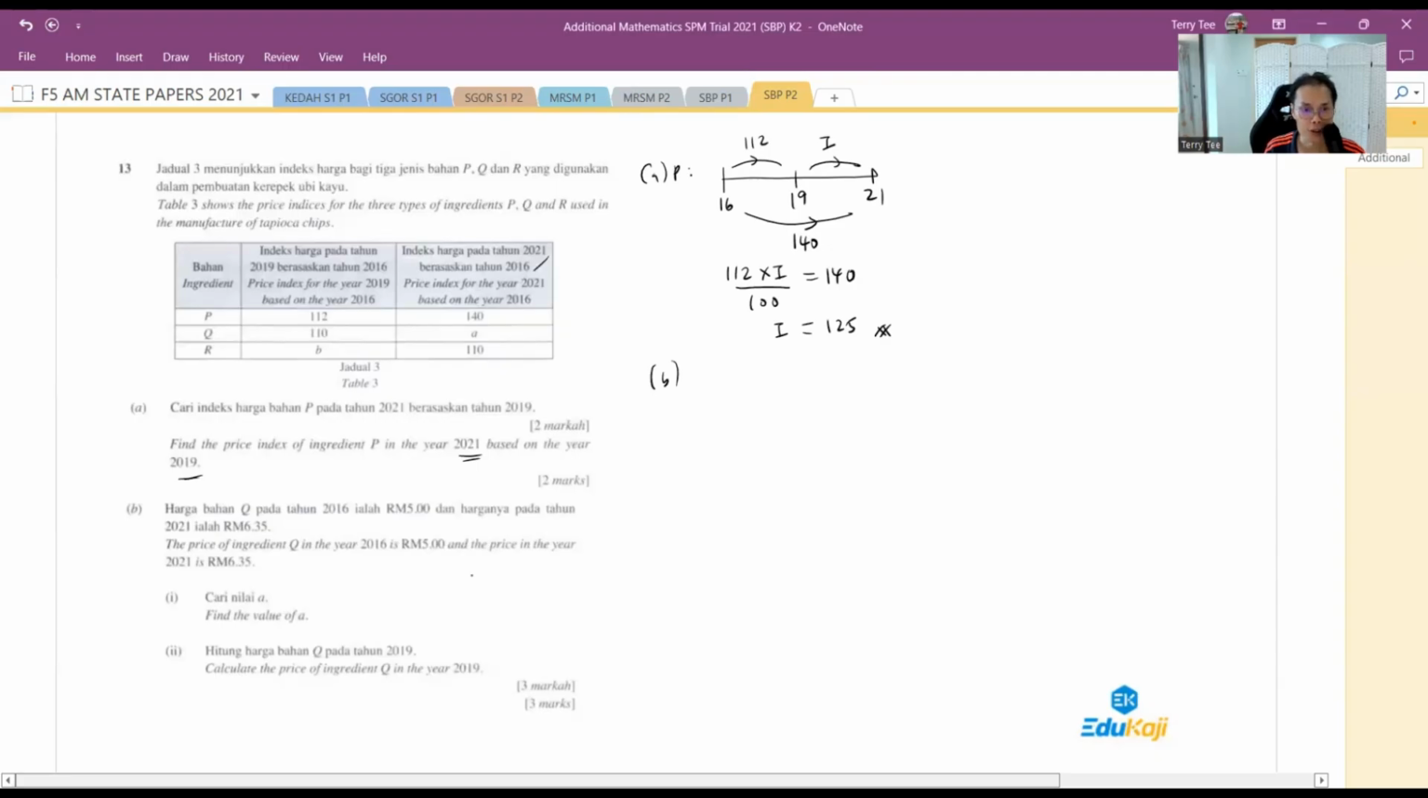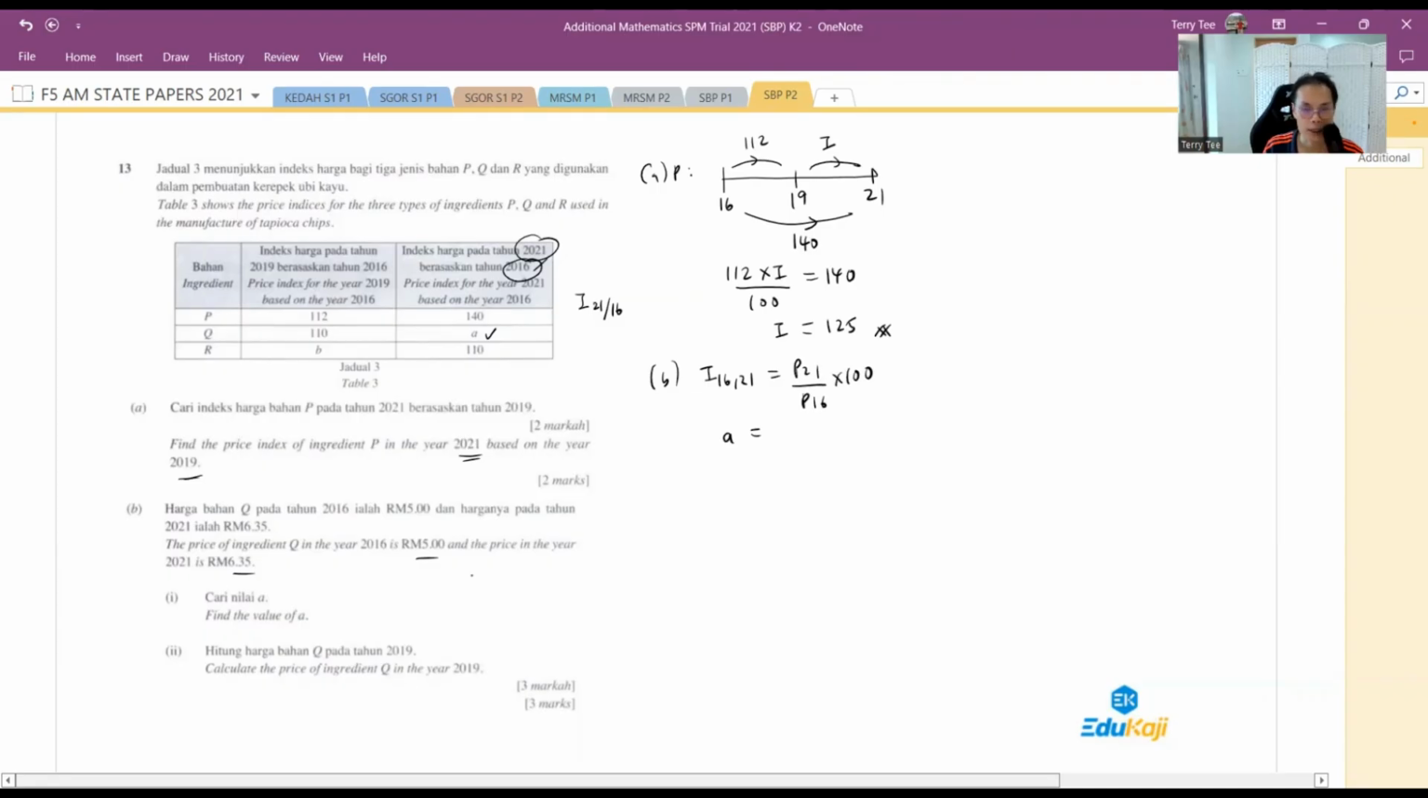Part B. The price of ingredient Q in 2016 is 5 ringgit, and the price in 2021 is 6 ringgit 35 cents. So we have prices for 2016 and 2021. It will help me find my A, the price index I 16/21. How you write this is up to you, because some teachers write 21/16. It's the same. I have to write base followed by current. You can write base slash current, or current slash base. Base is 16, current is 21, so P21 over P16 times 100. So this is your A.